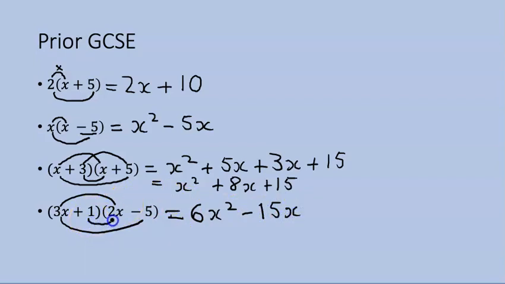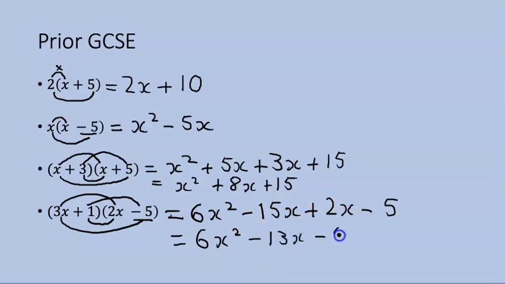Now 1 times 2x just gives me 2x. And then 1 times minus 5, because I treat this minus 5 as a number itself, gives me minus 5. And then just collect them up again. So 6x squared, minus 15 plus 2 is minus 13. And then put the minus 5.